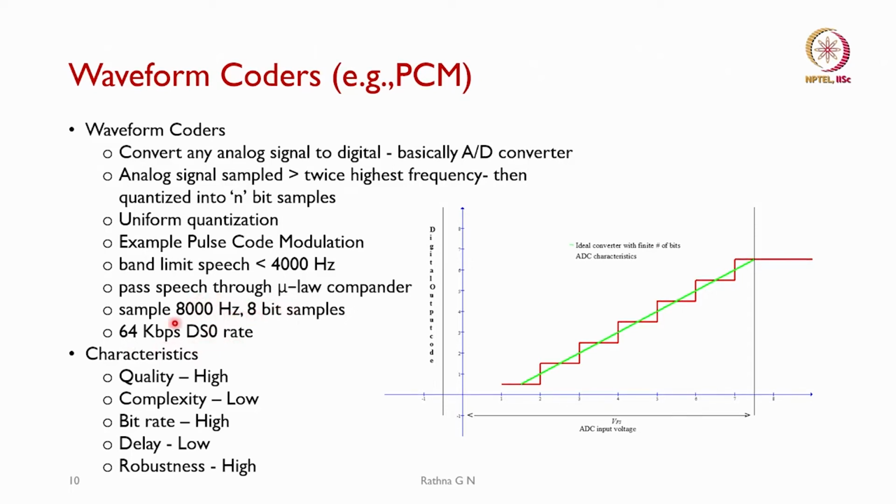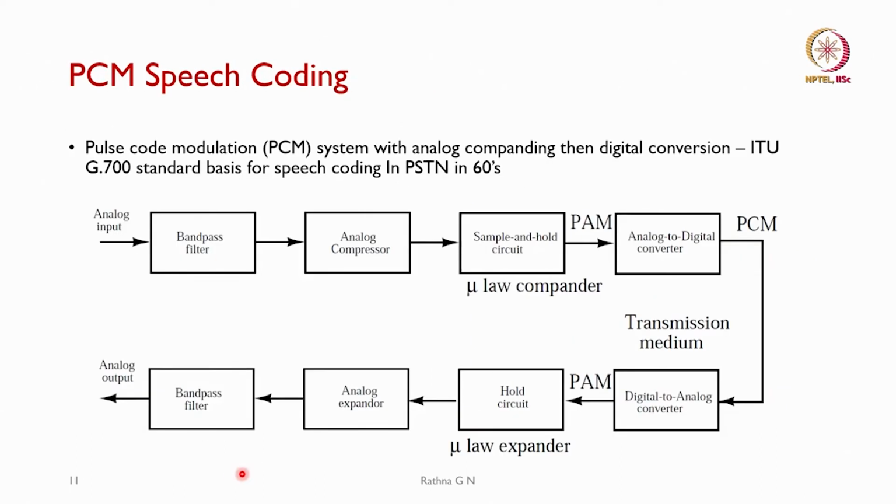As you can see, 8 into 8 is 64 kilobit per second that we will be getting. And what are the characteristics of this? The quality is very high, and we know that the complexity for pulse code modulation is low, and the bit rate, as we can see, is high. In this case the delay is low, and the robustness is high. So, coming to PCM speech coding, a system with analog companding, then digital conversion, the standard is the International Telecommunication Union ITU G.711 standard, the basis for speech coding.